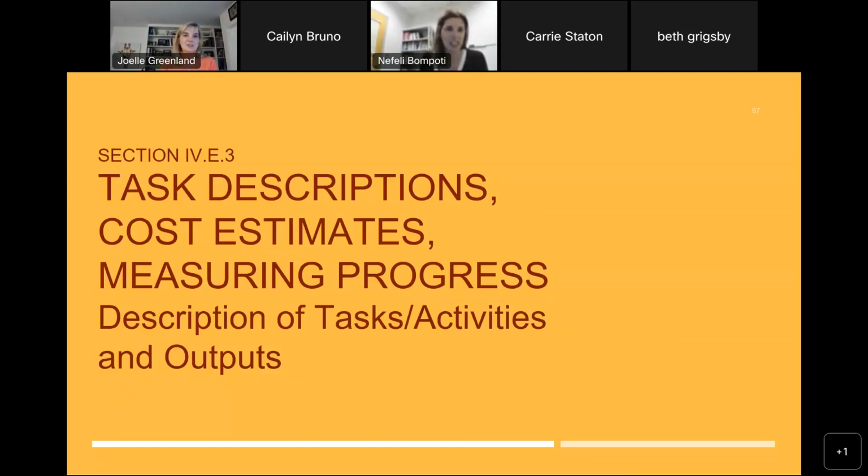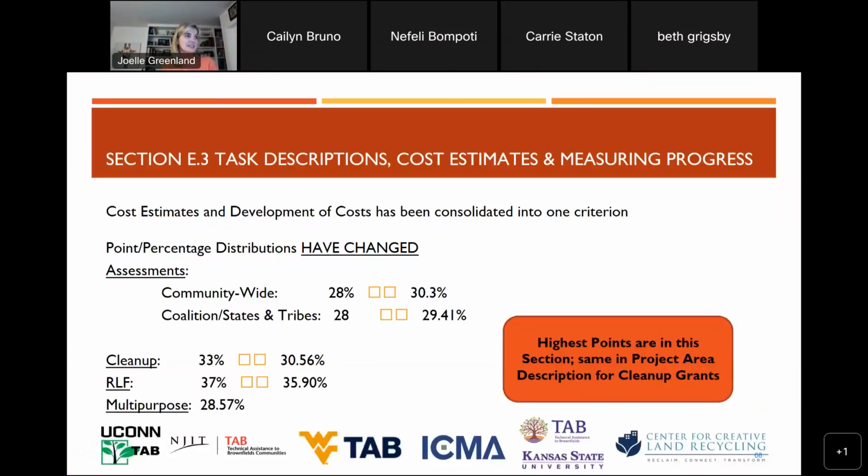So task descriptions, cost estimates, measuring progress. This honestly should be a pretty easy section once you get here. You've swam your way through all the other sections, and now you're at task descriptions, cost estimates, and measuring progress. And these are important, so please do not think, oh, this is easy and I'm just going to slap anything in here. No, this is a lot of points. And as you've heard from everybody, these grants are awarded with 1 point difference. Okay, so next slide, let's get into this.